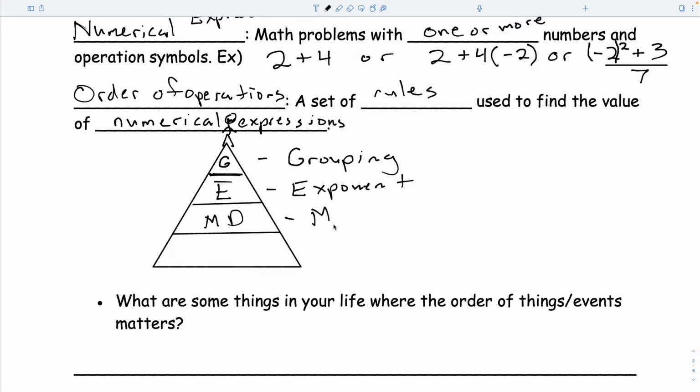Yeah, you guys know it, Colin. Not Colin. Not Trevor. Not Logan. Yeah. What is it? Multiplying. Okay. And we'll see why they're on the same level of the pyramid. Notice both are squished together.